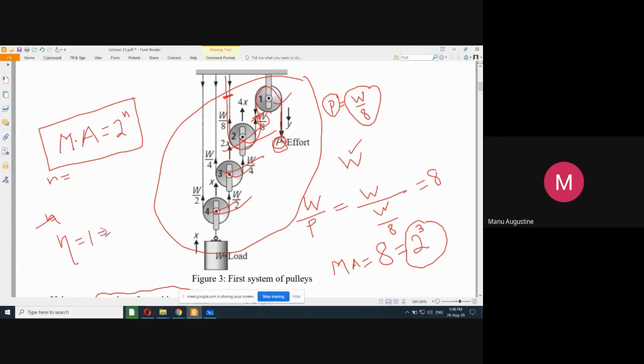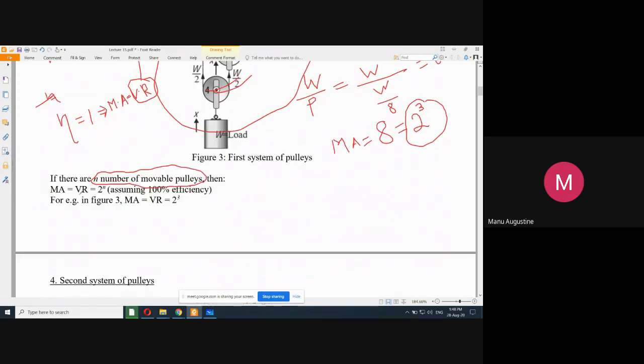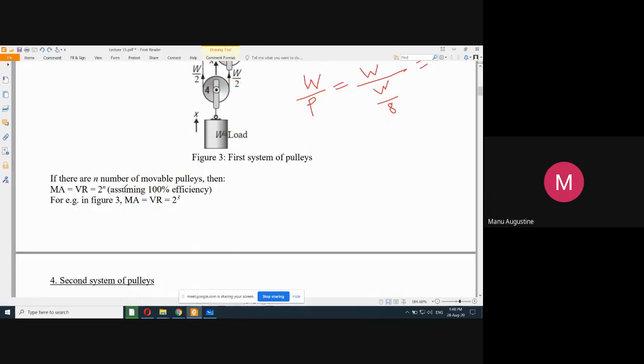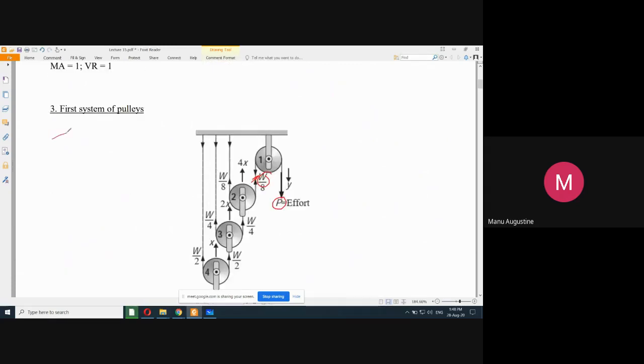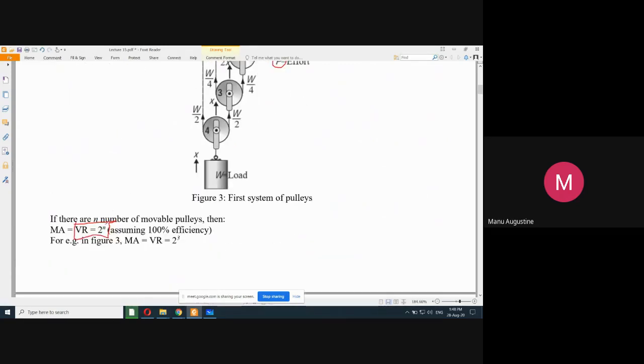So that means mechanical advantage is equal to velocity ratio. So the velocity ratio becomes equal to 2 raised to power n. So this is what you have to remember. So the eventual conclusion of your derivation is velocity ratio for the first system of pulleys is equal to 2 raised to power n, assuming 100% efficiency.